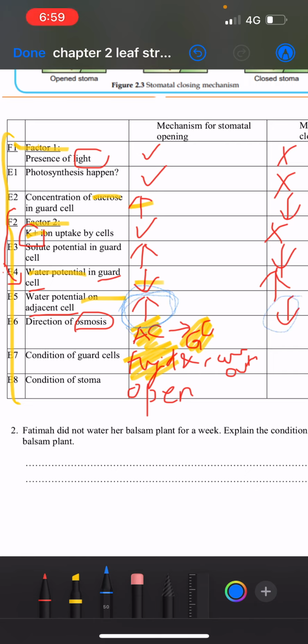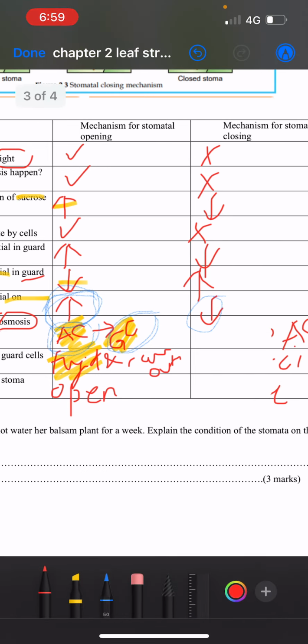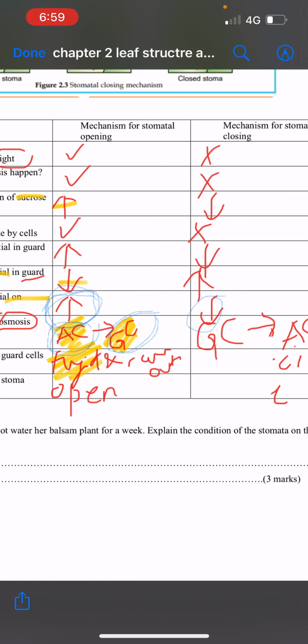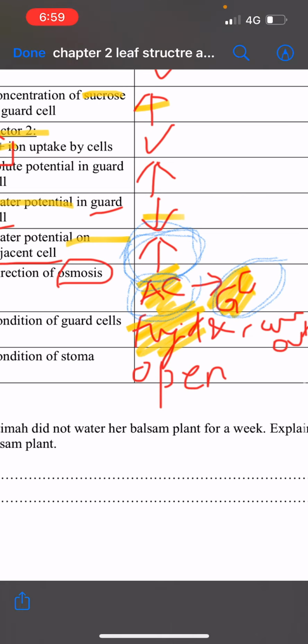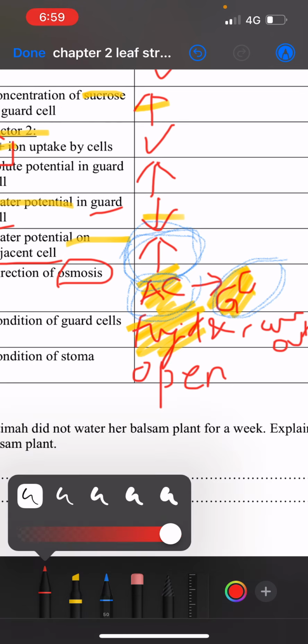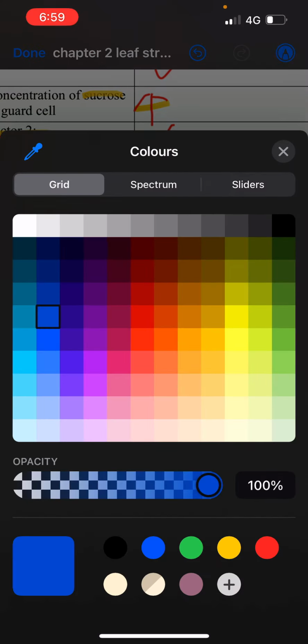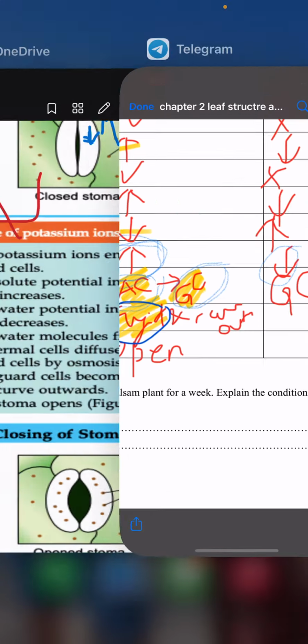Yang ini pula sama. Yang ni from AC pergi ke GC, daripada adjacent cell pergi kat gut cell. So kat sini you terbalikkan sahaja, from gut cell pergi dekat adjacent cell. Okay, this is direction of water movement lah, osmosis lah. Condition of gut cell, kalau tadi kat sini dia turgid, yang ni dia turgid. Okay, you guys tengok ni, yang ni turgid. Okay, yang ni mestilah terbalik daripada turgid. So kita tengok apakah istilah dia.